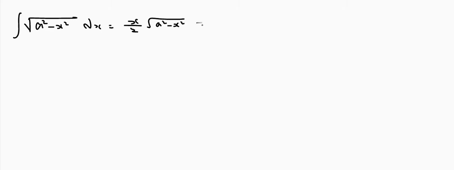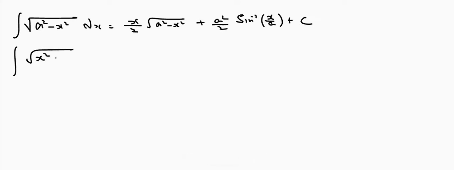Number 7, integral root of a square minus x square dx is equal to x by 2 root of a square minus x square plus a square by 2 sine inverse of x by a plus c.